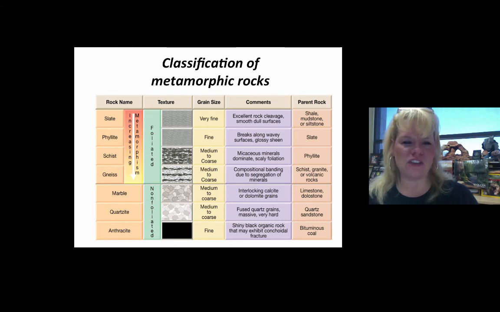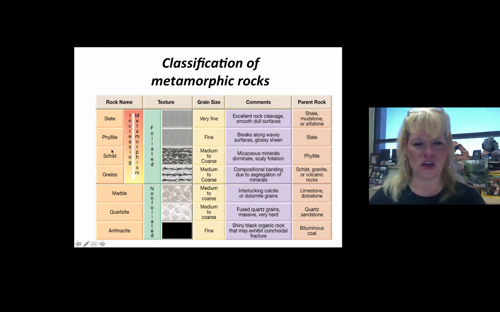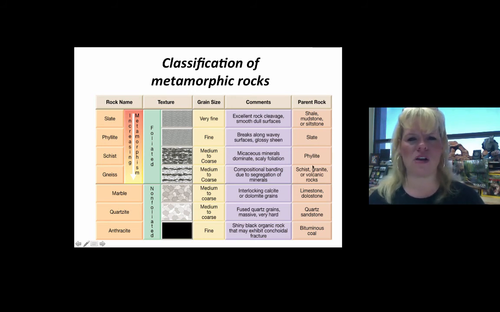So we have classifications of metamorphic rocks. If they're foliated, they're going to fall under the slate, phyllite, schist, or gneiss category, and these are all the foliated rocks. It gives you a description of the grains, how they pull apart or how they look, and then what potential parent rock they would have been before they got metamorphosed. Marble, quartzite, and anthracite are all examples of non-foliated rocks, and you're going to see some of the same kinds of descriptions there.